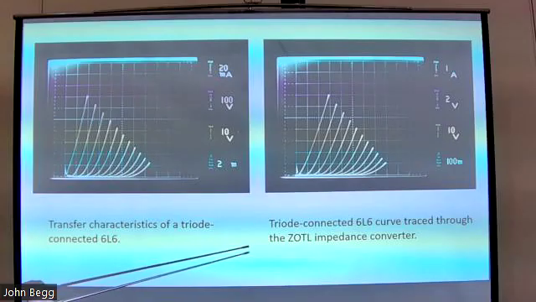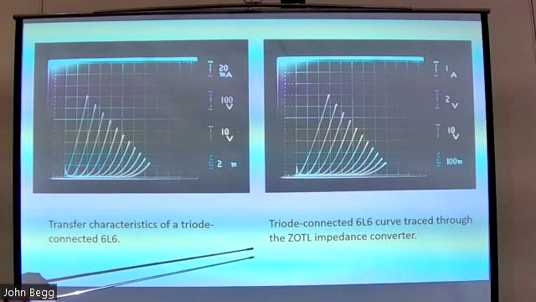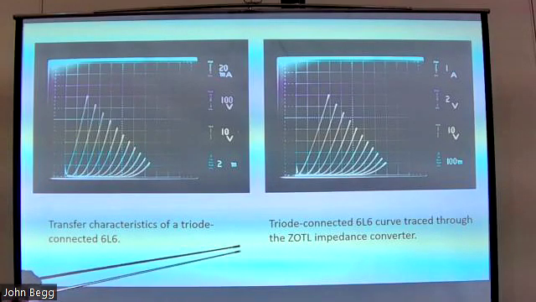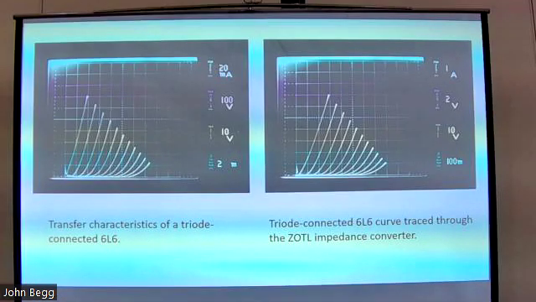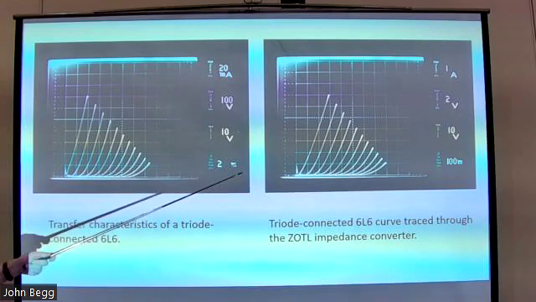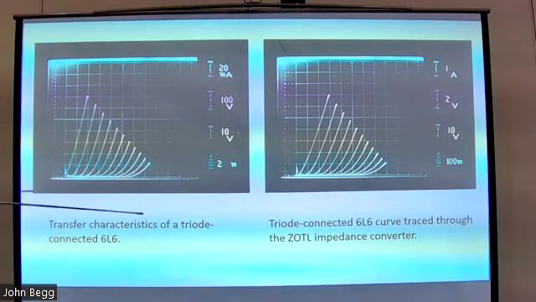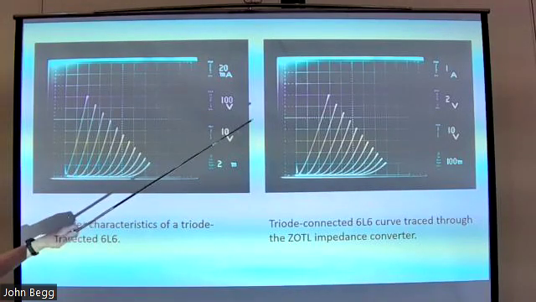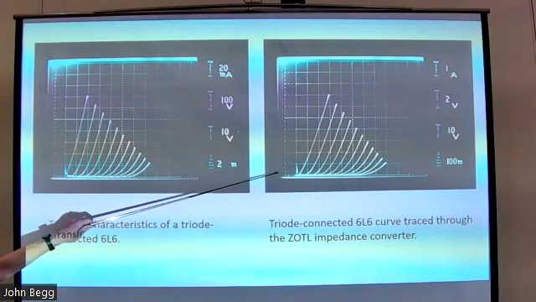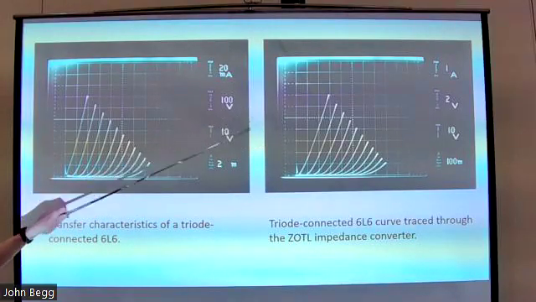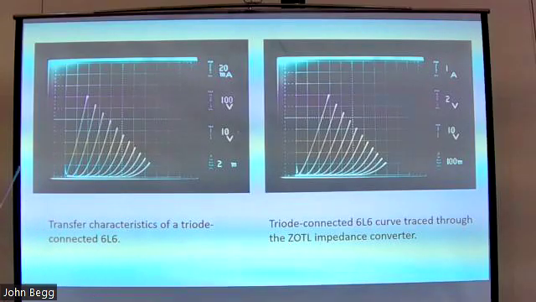So this is a triode connected 6L6 curve traced through the ZOTL impedance converter. It looks pretty much the same, but look at the parameters. This one has the vertical per step 20 milliamps per line here. This is 1 amp per line. So you've got 1 amp, 2 amp, 3 amp, 4 amp, 5 amp, 6 amp, and so on.